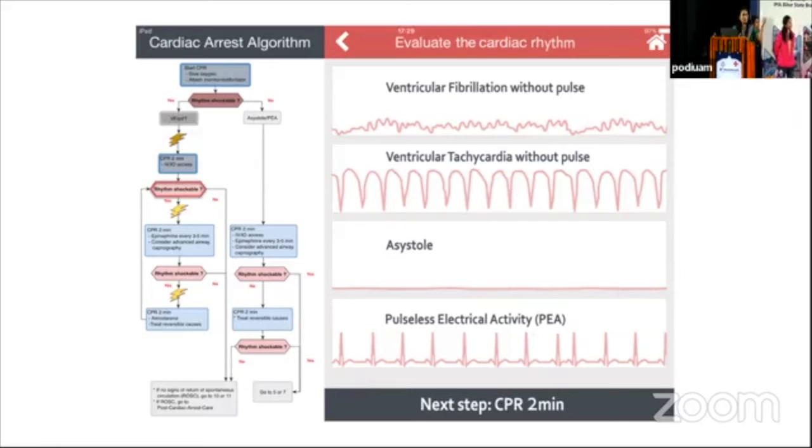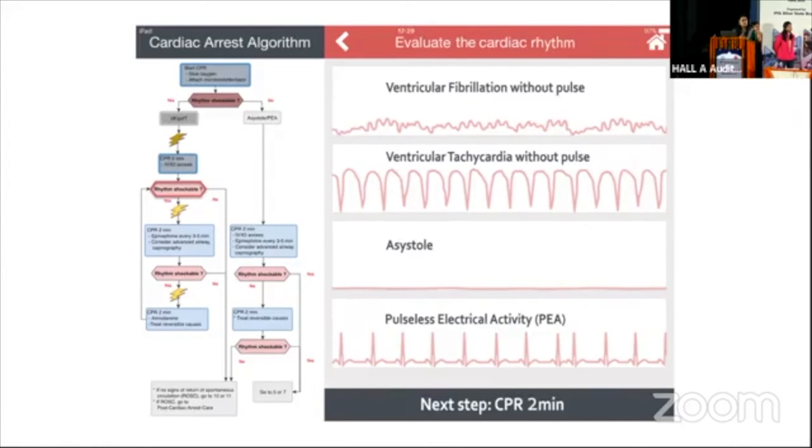possible, that is wide QRS complex, no P waves, only QRS complex. Asystole would be a straight line, and pulseless electrical activity. These are the four of them.